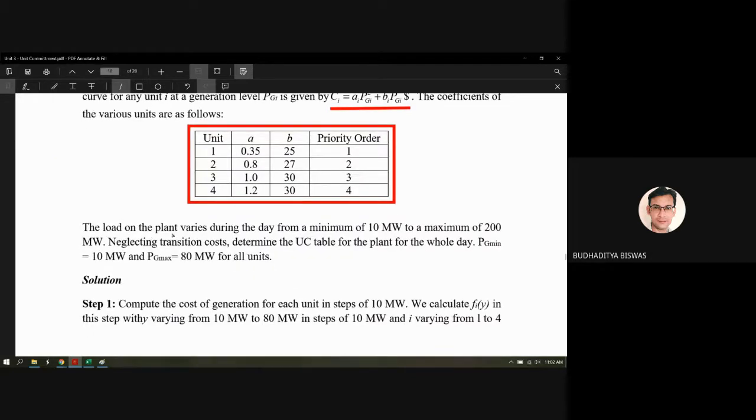The load demand of the plant varies during the day from a minimum of 10 megawatt to a maximum of 200 megawatt. So neglecting the transmission cost, determine the unit commitment table for the plant for the whole day. For a particular unit, the minimum generation is 10 megawatt and the maximum generation is 80 megawatt for all the units. Okay, so let's see how we will be able to find out the unit commitment table.